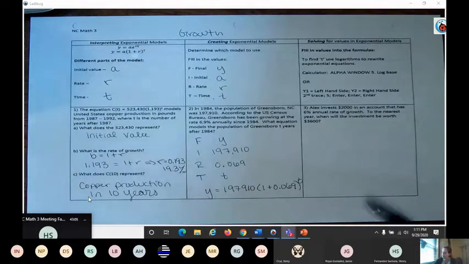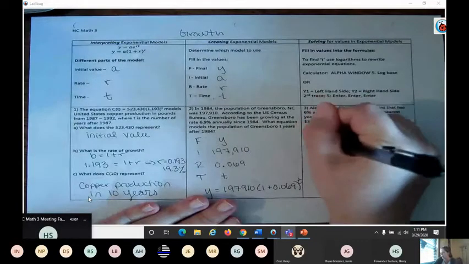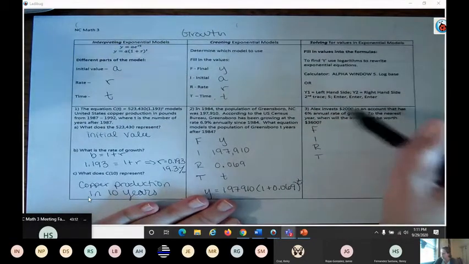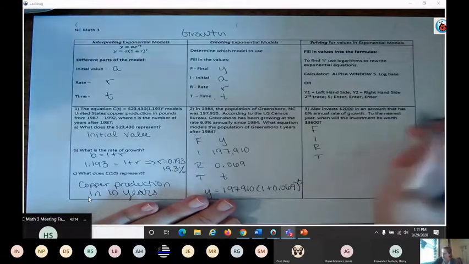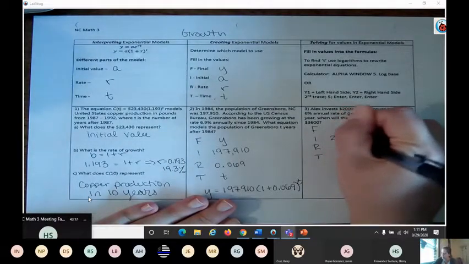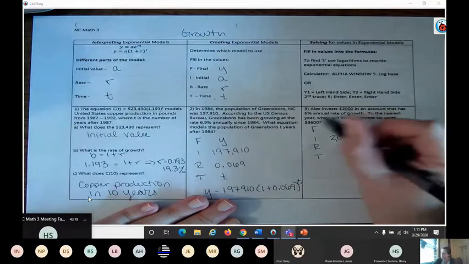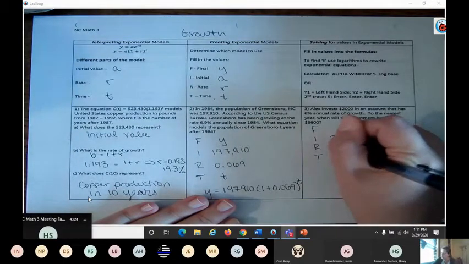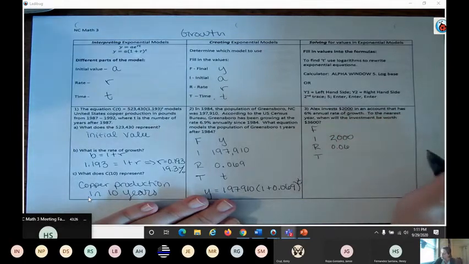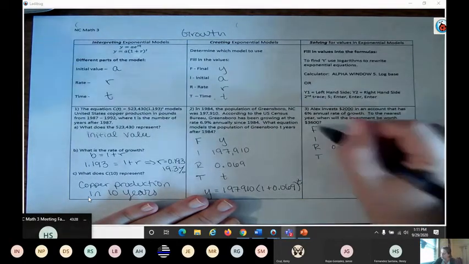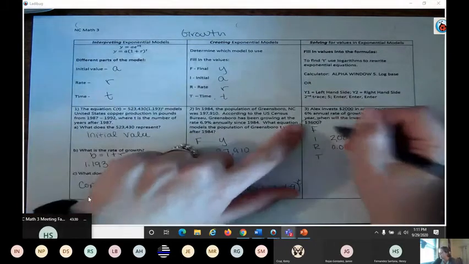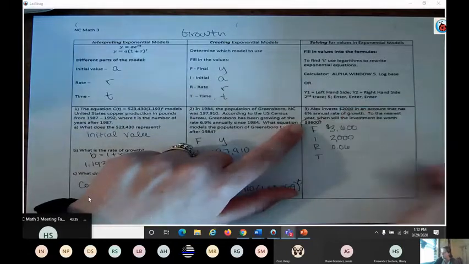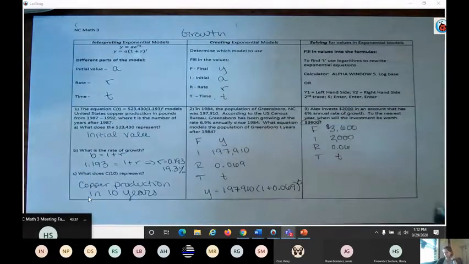Okay, so first let's identify our F, I, R, and T. So it says Alex invests $2,000 into an account, so that's our initial amount. Has 6% annual rate of growth, so my rate is 0.06. To the nearest year, when will the investment be worth this much? So this is my final amount, $3,600. We're looking for how much time it takes to get there. So we're solving for that t.